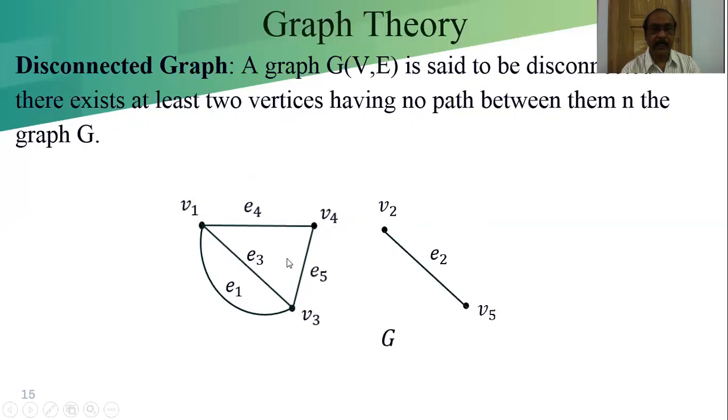That's why there are two components. Each individual connected graph is known as a component of the graph G. In total, this is the graph G. This is one connected graph, this is another connected graph. Counting them, there are two. So these individual connected graphs are known as the components of the graph G.